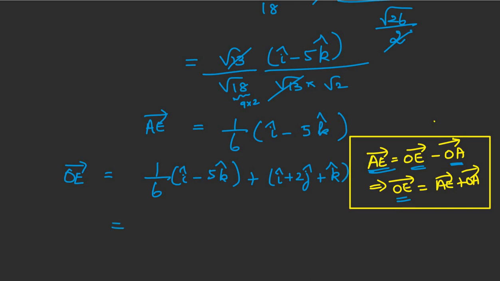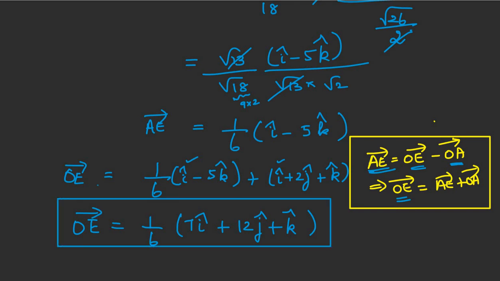Now taking the LCM, this gives me 1 by 6 plus 1, and 1 by 6 can be taken outside. So 1 by 6 times 7 i cap plus 12 j cap plus k cap gives me the position vector of E. The question is to find only the position vector.